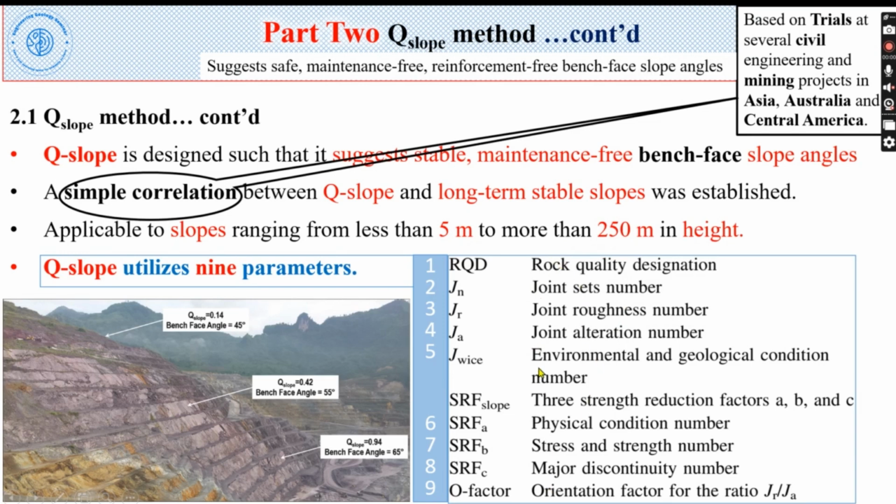After the rock is excavated, the real nature of the rock will be visible. So the site geologist, engineering geologist, or geotechnical engineer will have the observation and make the necessary measurements on site, and then it is possible to determine RQD value. It is possible to determine joint set number, joint roughness number, joint alteration number, environmental and geological condition number, and strength reduction factors and orientation factors. These all 9 factors can be determined, and I'll explain each one by one in detail, so that you will be able to understand it and also implement it on site.